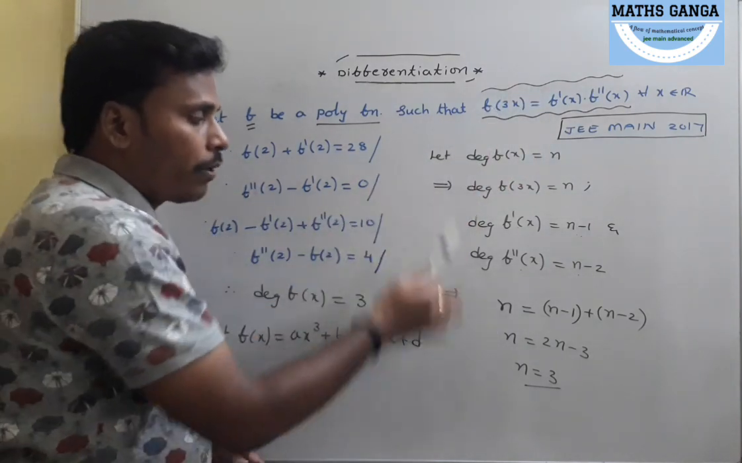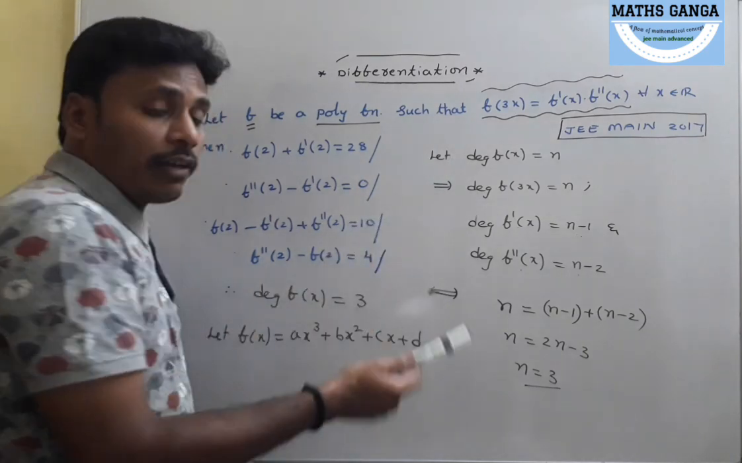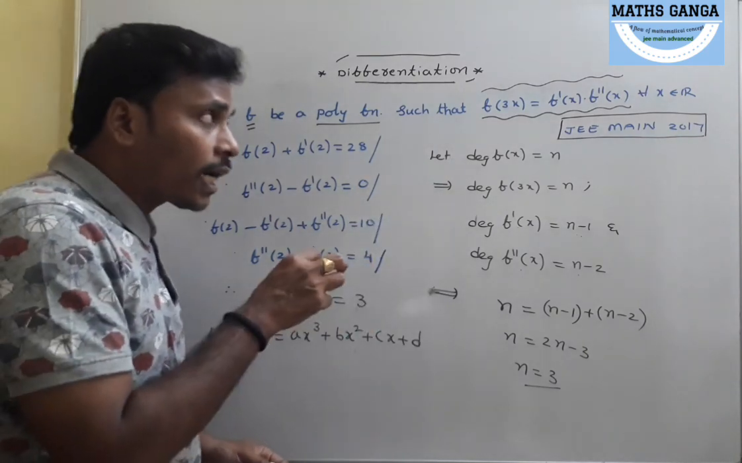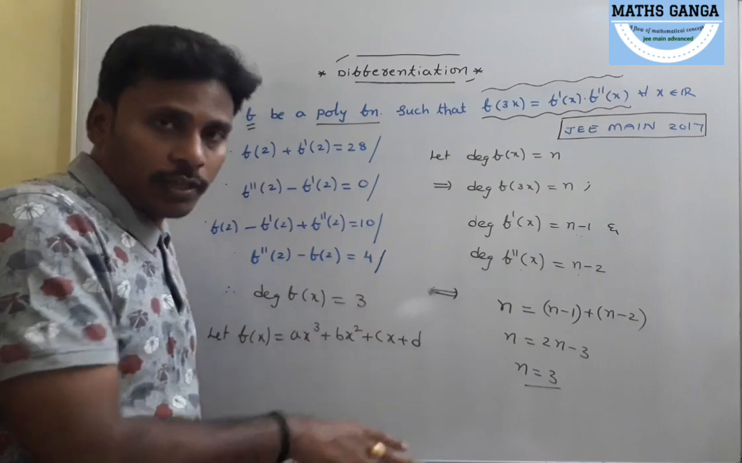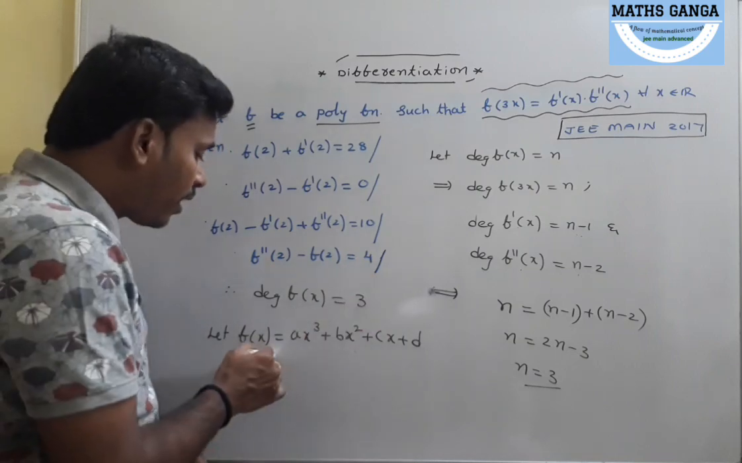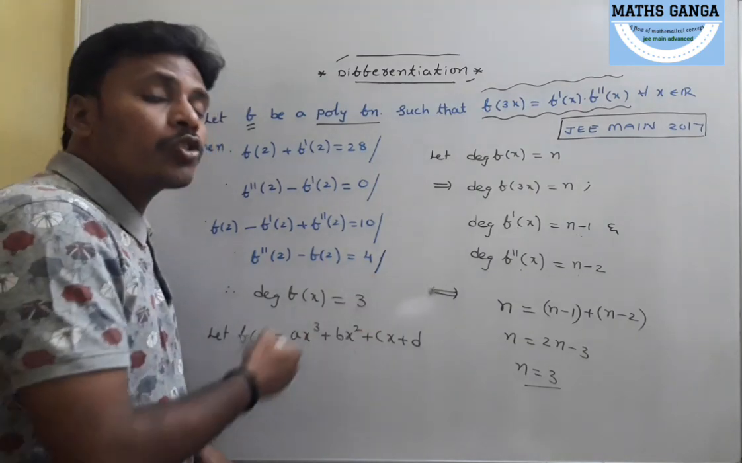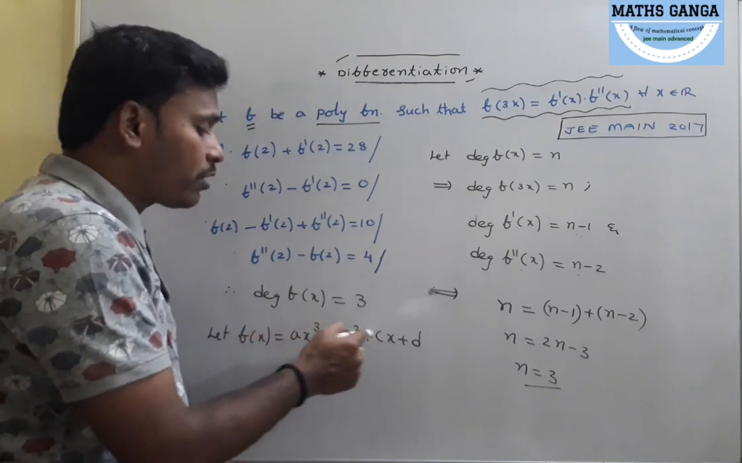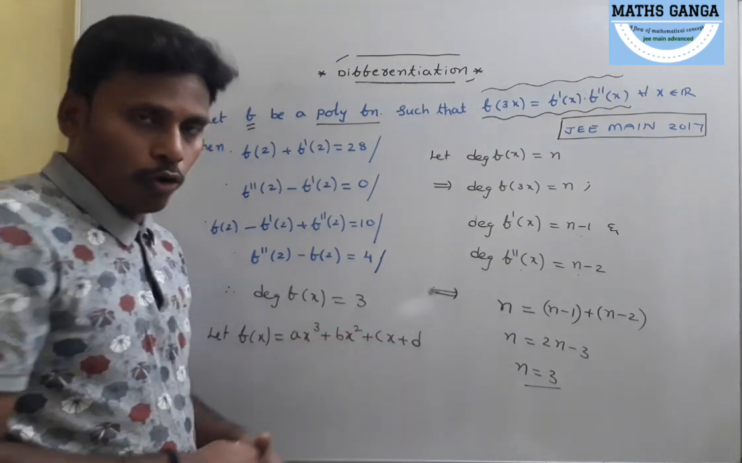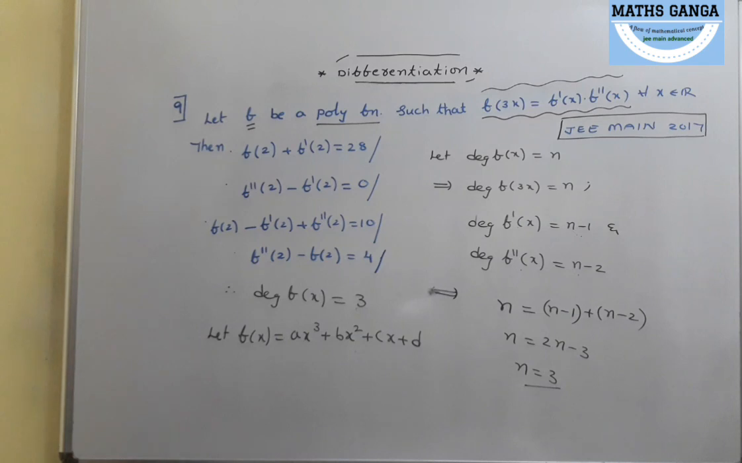Okay, first of all, copy this till now. I will erase it and then I will continue. First of all, we are concluding the degree of f of x. From there, we are taking f of x in general form. So now we need to find the coefficients a, b, c, d to conclude the problem. Okay, copy this till now. Think about it.